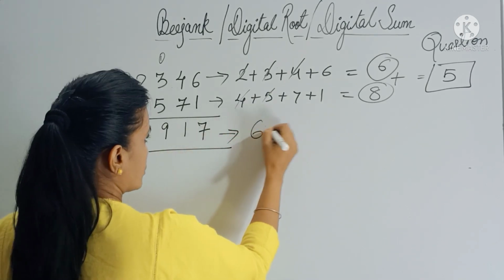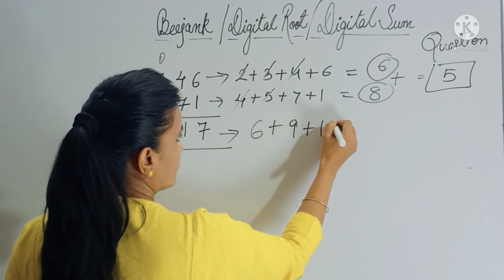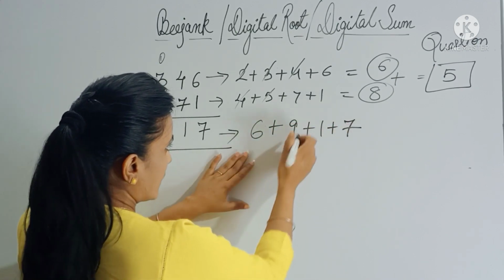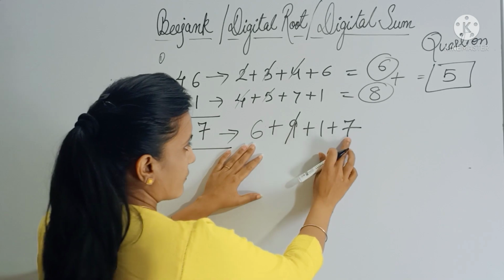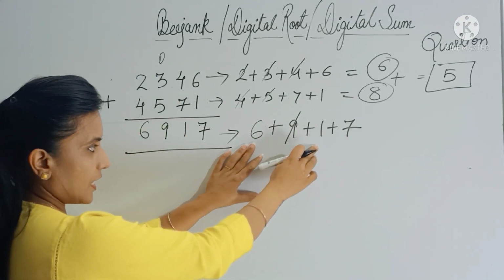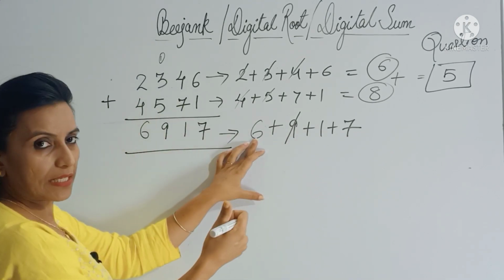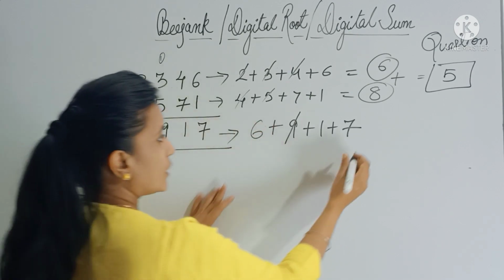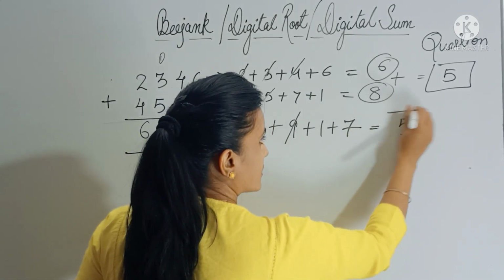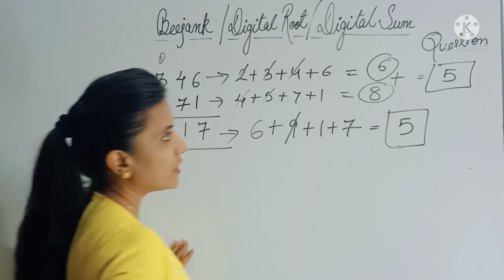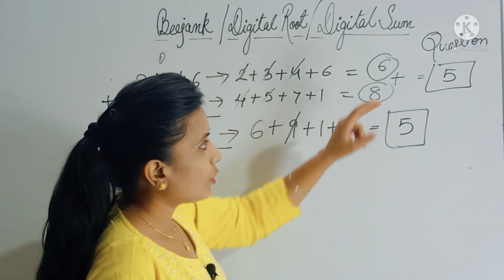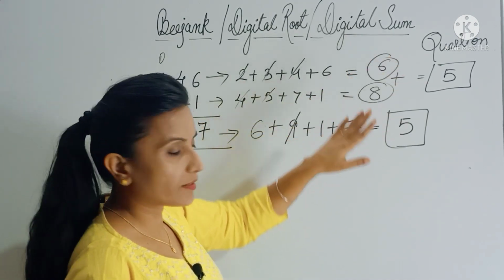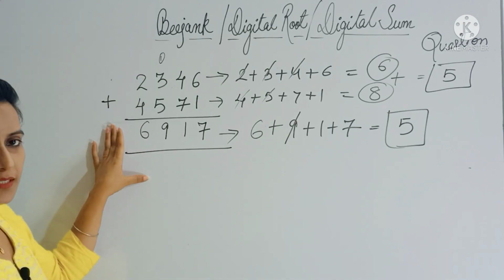So here it is 6 plus 9 plus 1 plus 7. So here 9 you can strike off. Now 7 plus 1 is 8, and you take 1 from here, so it becomes 9, right? So 5 is left over here. So here 5 is the Bijank of your answer. So you can see that Bijank of question and answer both are same. So my answer is right.